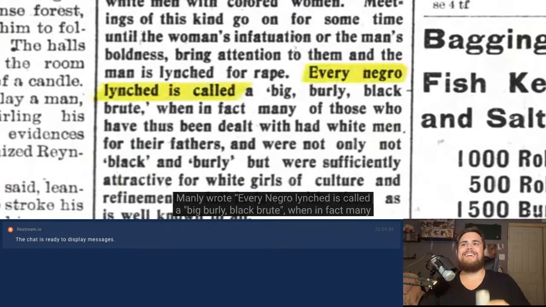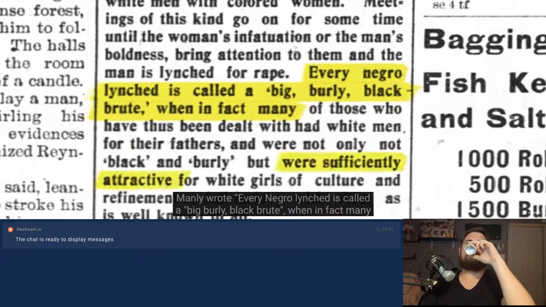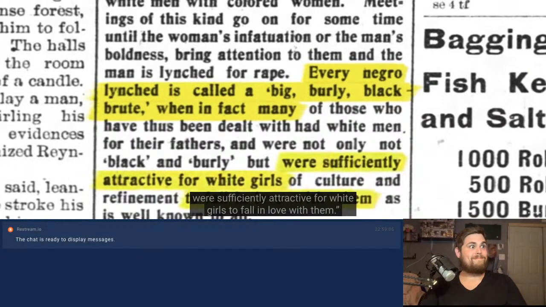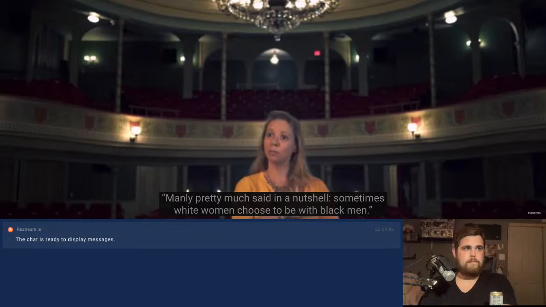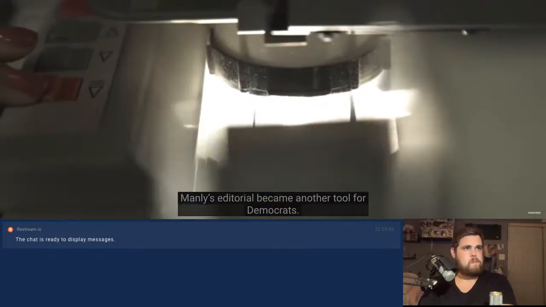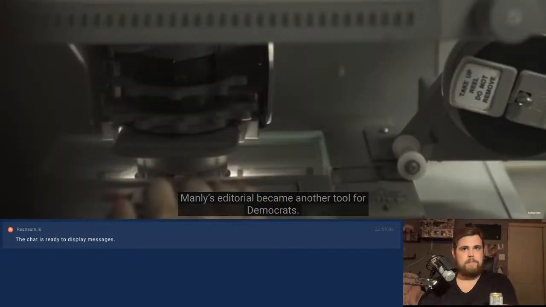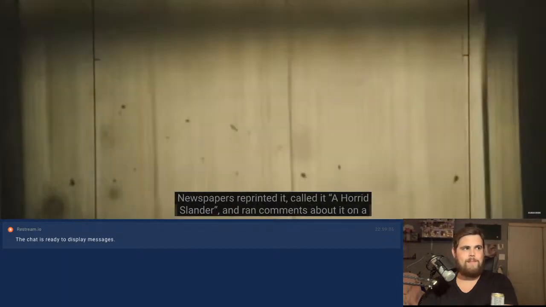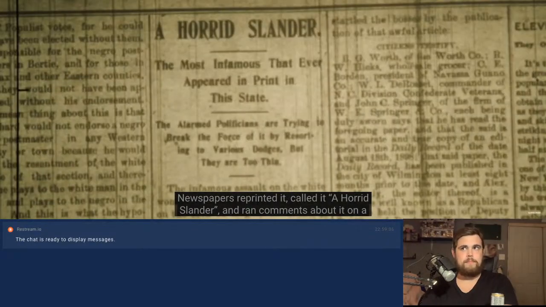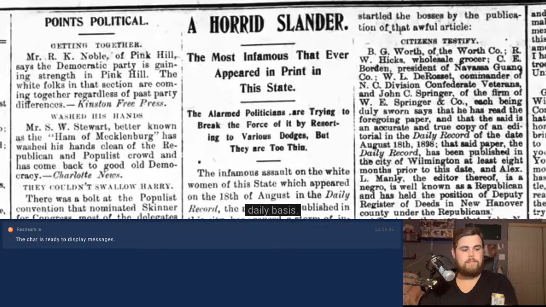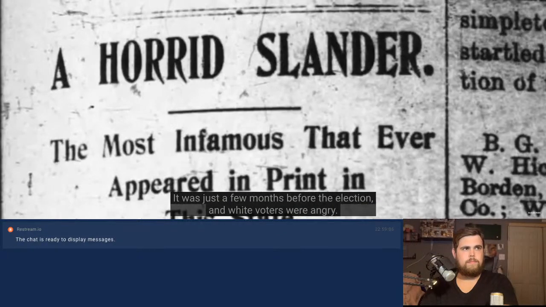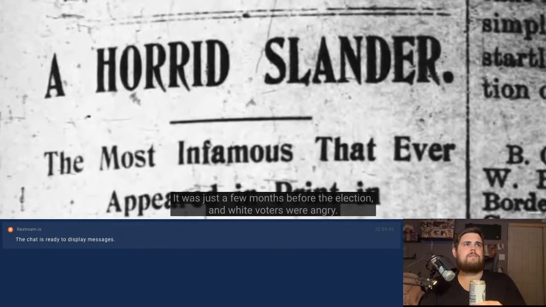Manley wrote, "Every Negro lynched is called a big burly black brute, when in fact many were sufficiently attractive for white girls to fall in love with them." Manley pretty much said, in a nutshell, sometimes white women choose to be with black men. Manley's editorial became another tool for Democrats. Newspapers reprinted it, called it a horrid slander, and ran comments about it on a daily basis. It was just a few months before the election, and white voters were angry.